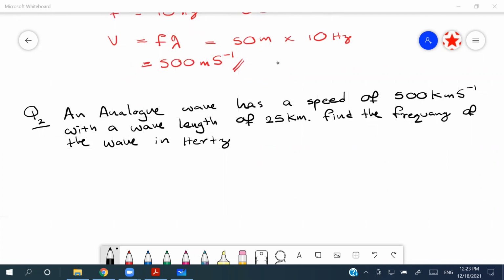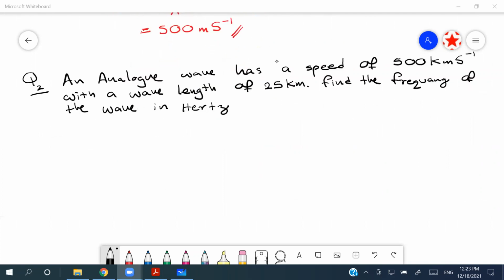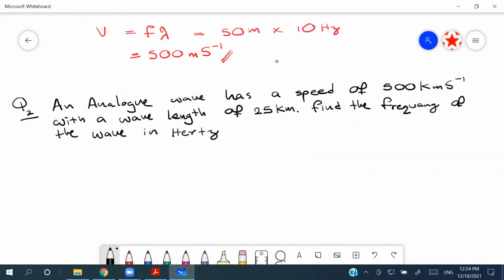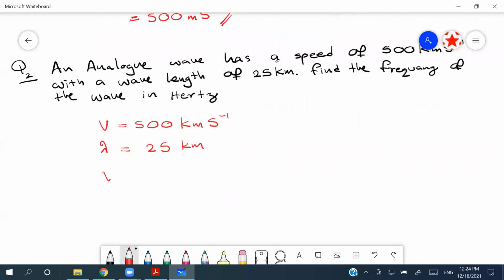So how are we going to do this? Yes, Duli, that is correct. Now here, what are the details they have given? They have given the V, right? V is given, so it's 500 kilometers per second. And the wavelength, the lambda, is given: 25 kilometers. So then we are going to apply V equals F lambda.